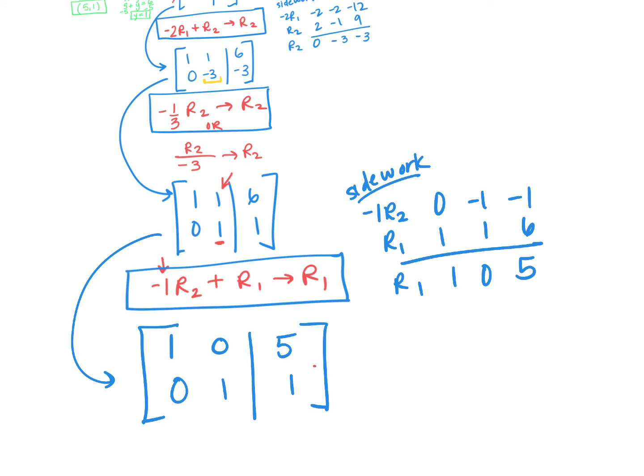If I go back and write the system that's represented here, my x column, my y column, I'm going to have x plus 0y, so just x equals 5. And on the bottom, we're going to have 0x plus 1y equals 1. So we get x equals 5, y equals 1. Again, 5, 1 is our answer.